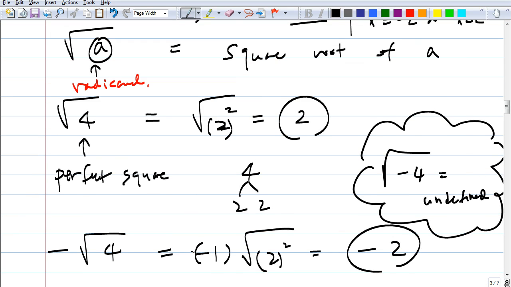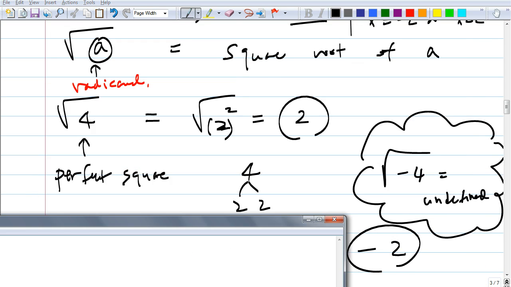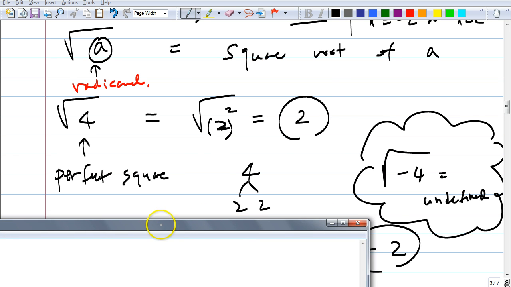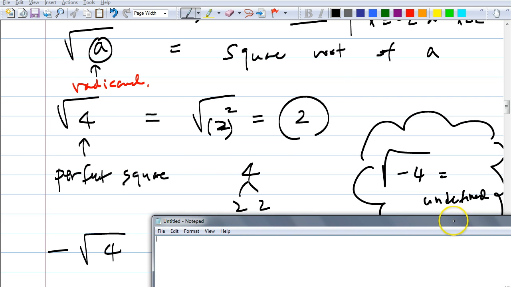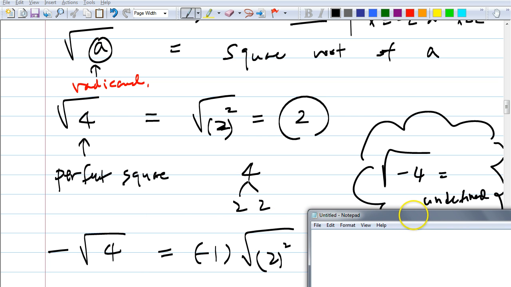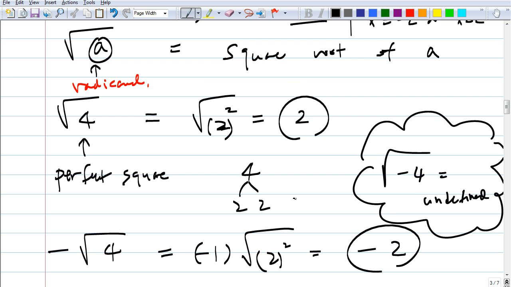Is it okay to have a negative outside the square root, like this? Yeah, this is fine. There's an invisible 1. This is simply -1 times the square root of 4, which is 2. So the answer comes out to be -2.